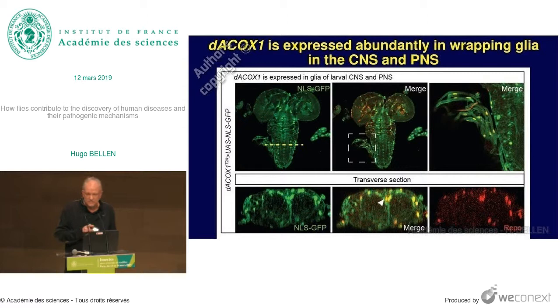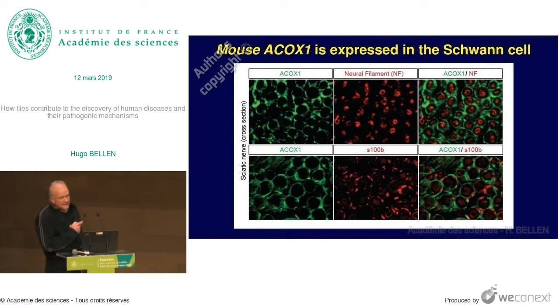And maybe this is not totally surprising because glia is nothing but fat. Schwann cells and oligodendrocytes, or wrapping glia, are very rich in fat and therefore have very high levels of very long chain fatty acids, and the peroxisomes are probably playing an important role in these cells. And that is also what we found in the rats and mice. If you make a section through the sciatic nerve of a mouse and you look at the protein localization, you see that it's in the Schwann cells that surround the axons.